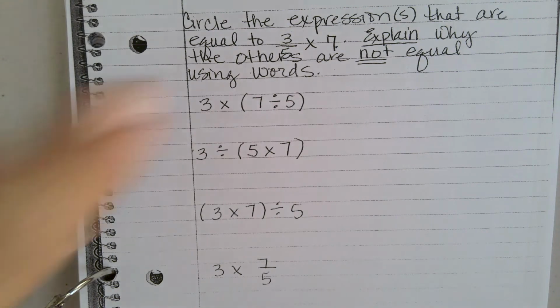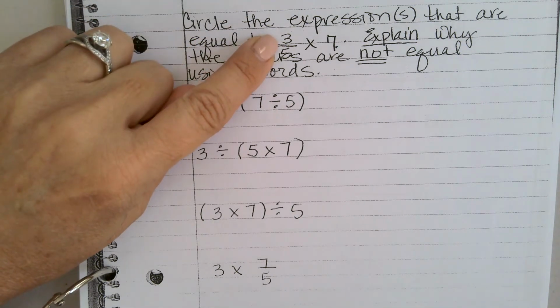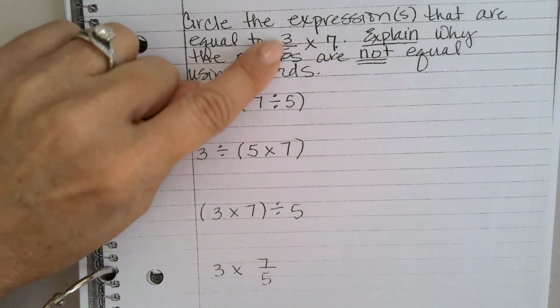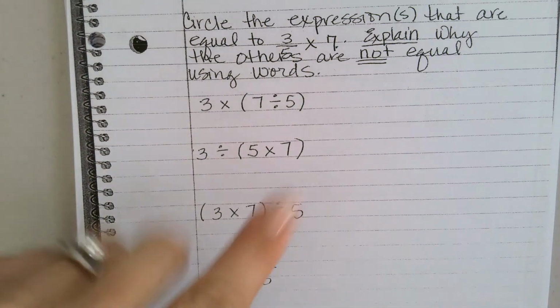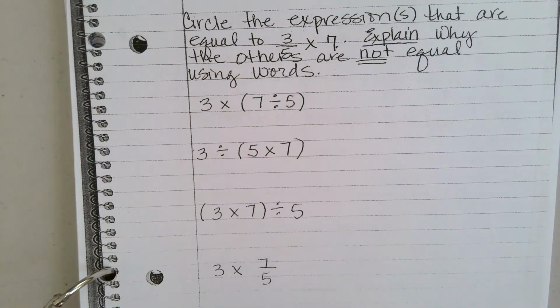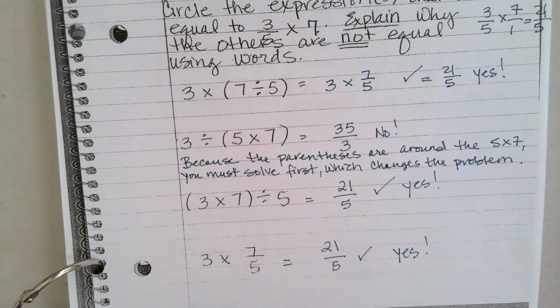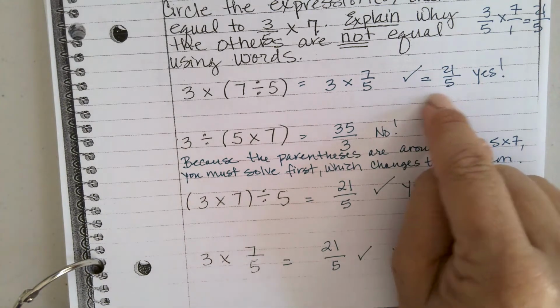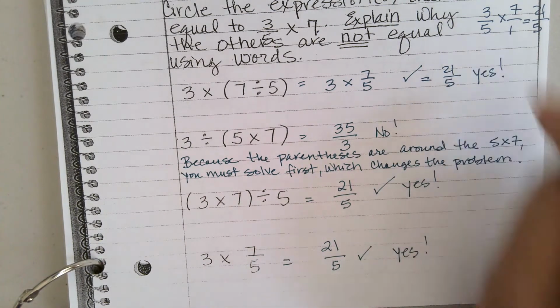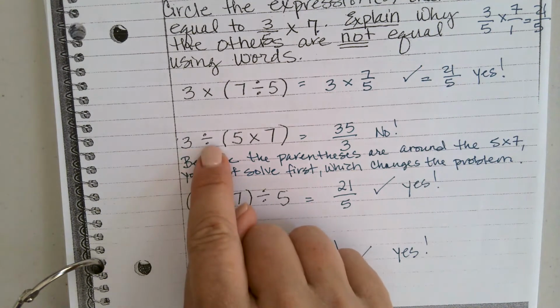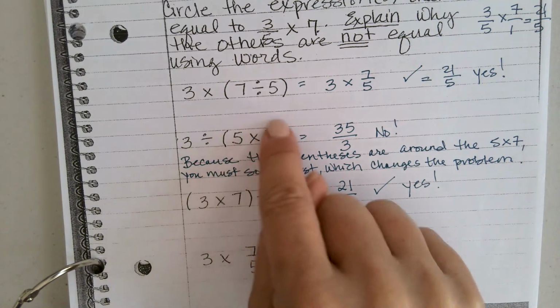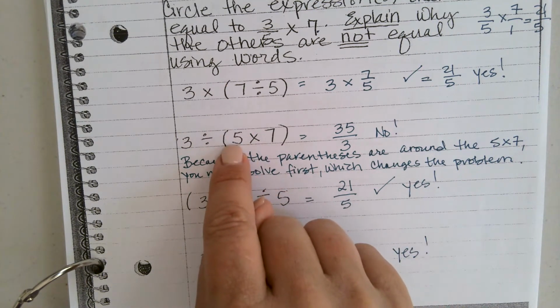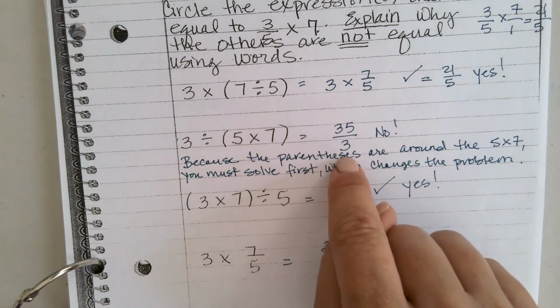And remember, before you start, you might want to solve them and explain why they're either equal or not equal. Okay, so how did you do? 3 times 7/5 is 21 over 5. Yes, it checks out. And then 3 divided by 5, the product of 5 times 7, is 35 over 3.